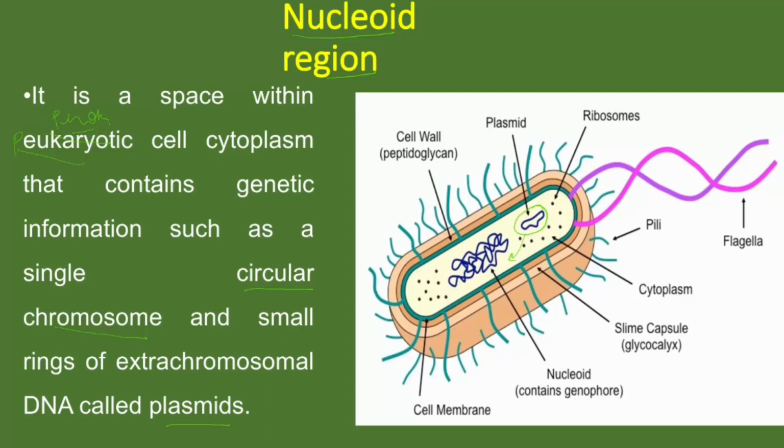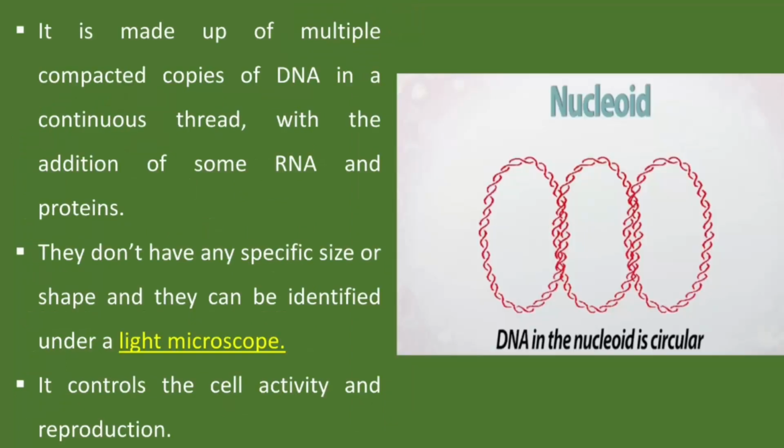Okay, and here is the ribosome, and this portion here is the nucleoid region, where all the chromosome gets coiled together and they are known as the nucleoid region. Here in the figure you can see chromosomes lie like this. And they form some circle-like structure. Actually they are joined together, but during joining they get coiled up like this, and this region is known as the nucleoid region. It is made up of multiple compacted copies of DNA in a continuous thread.